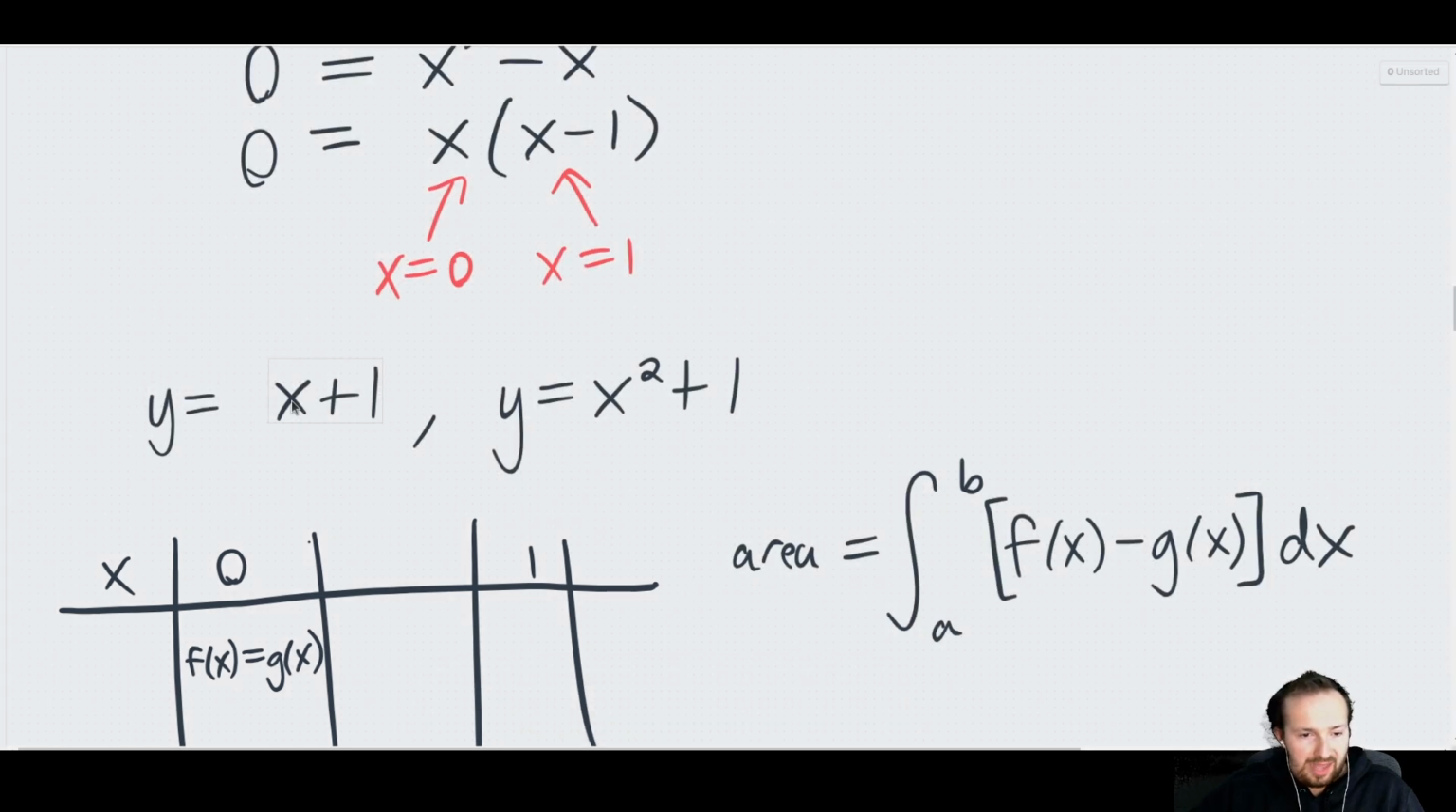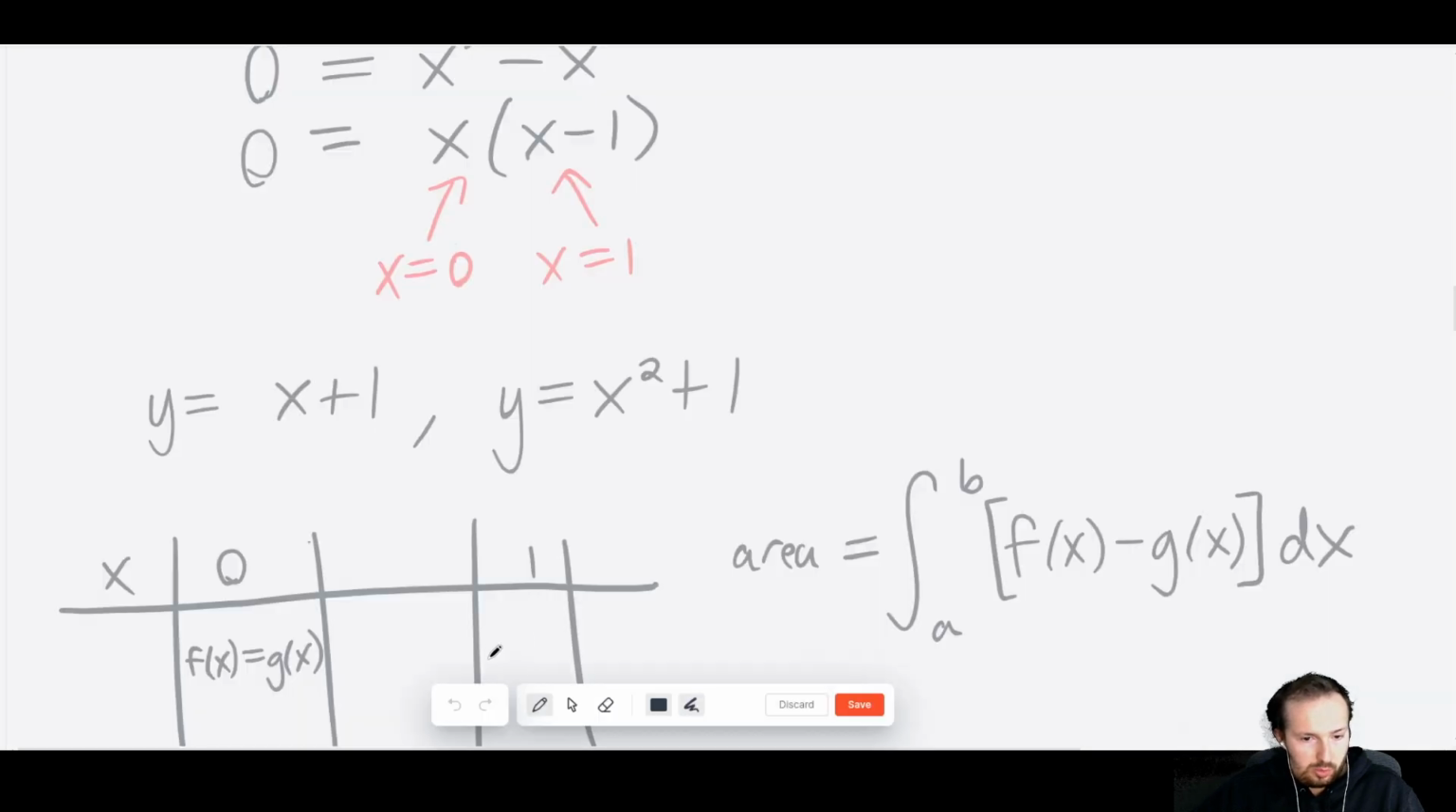So plug in x equals 0. y equals 1 here, y equals 1 here. So yes, they are equal. And then plug in x equals 1. y equals 2 here, y also equals 2 here. So in both of these cases, at the intersection points, we already know they're equal.